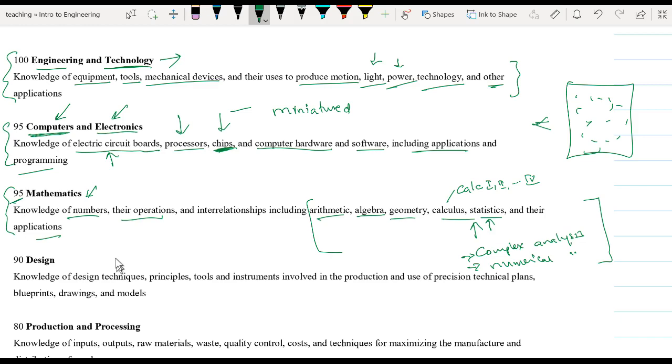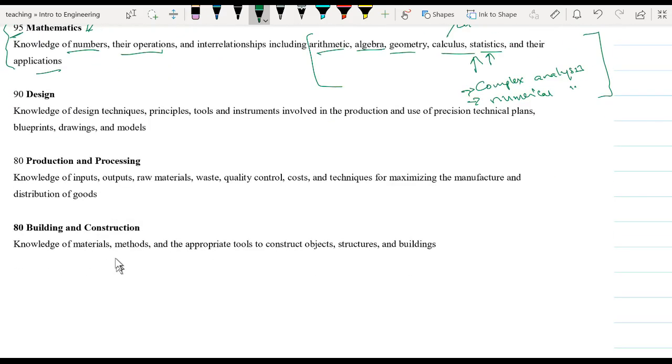So the other kind of knowledge you are going to require is that of design. You are going to develop designing techniques, principles, tools, and instruments. The kind of design you're going to be doing is designing of products, designing of electronics, designing of systems. And therefore, you're going to be following some principles of design that you must get good at. They are going to involve the production and use of precision technical plans. So you are going to be drawing plans, blueprints, drawings.